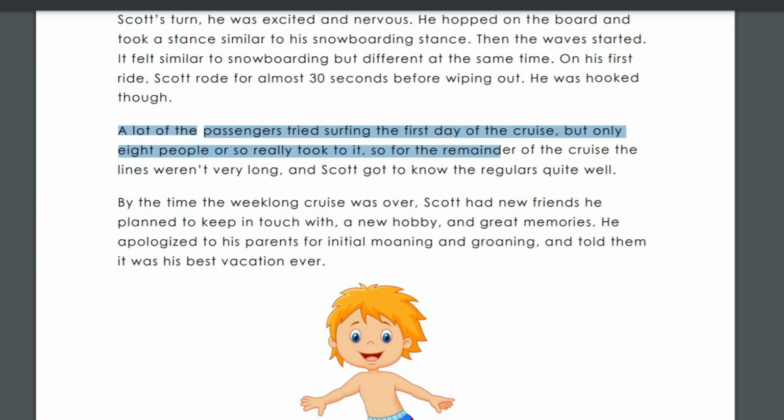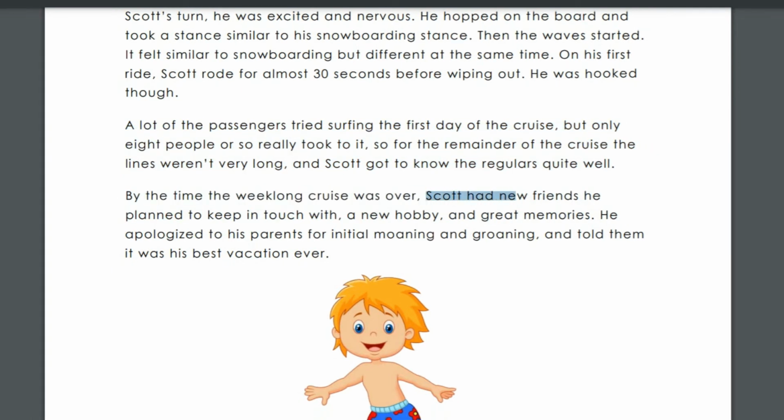So, for the remainder of the cruise, the lines weren't too long, and Scott got to know the regulars quite well. But the week-long cruise was over. Scott had new friends he planned to keep in touch with, a new hobby, and great memories. He apologized to his parents for his initial moaning and groaning and told them it was his best vacation ever.